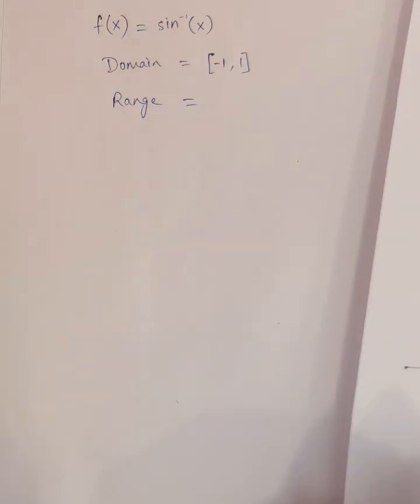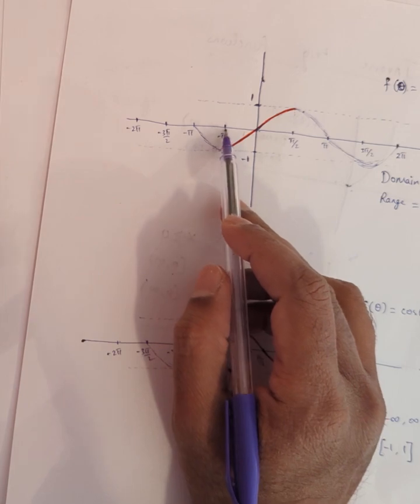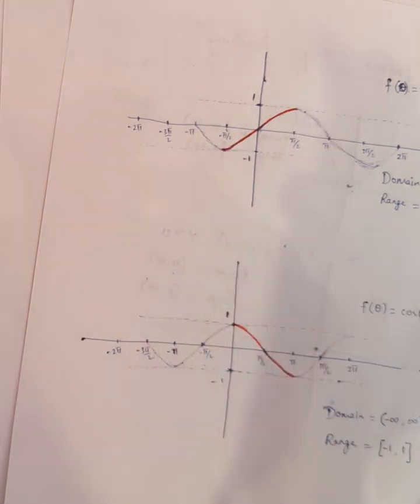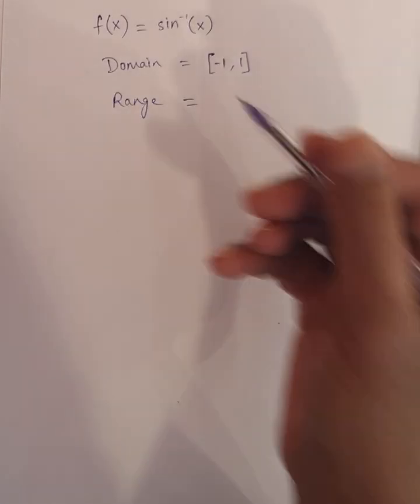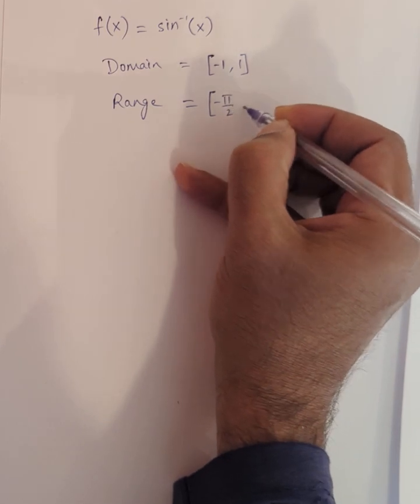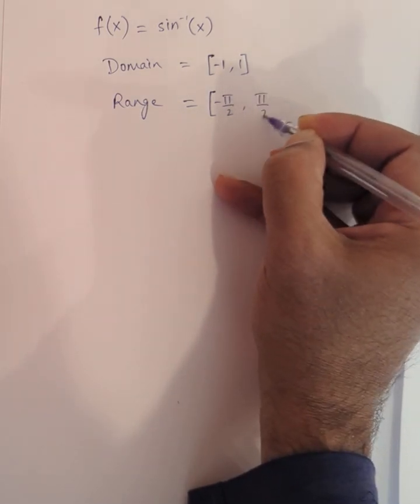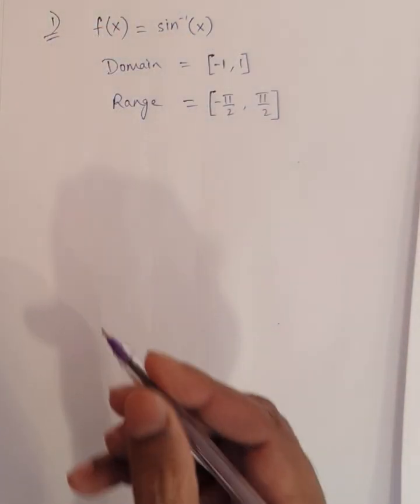And the range would be the domain of the restricted function. So the restricted function went only from negative pi over 2 to positive pi over 2, and it included the boundaries. So negative pi over 2 to positive pi over 2. So that is sine inverse.